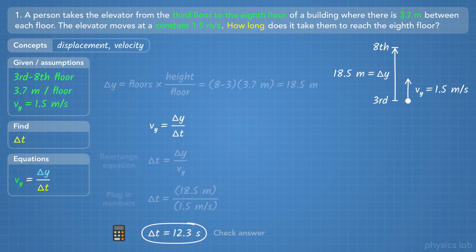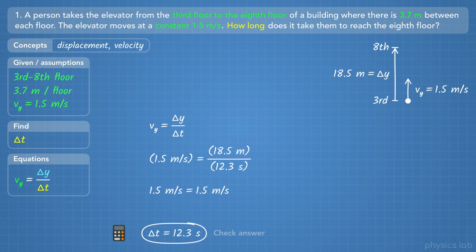One thing we can do is plug our answer back into the equation we used, along with the given information, and make sure the equation is true. If we do that, we see both sides are equal, so the value checks out. We also got the right units for time. So let's go ahead and call this one solved.